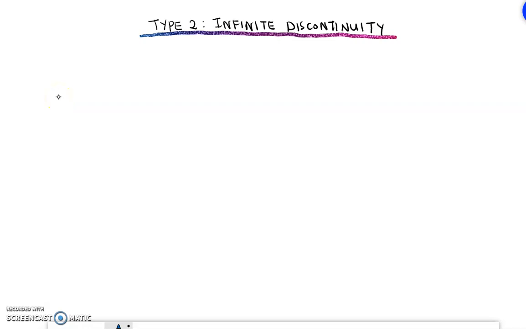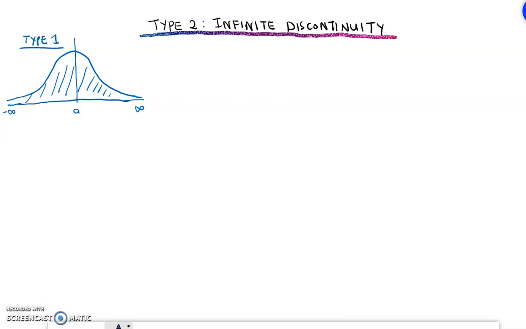In this video, we are going to proceed with the second type of improper integral, which is infinite discontinuity. Let me recall what you have learned in type 1. Type 1 of improper integral concerns the area of the region that extends infinitely in the horizontal direction, meaning that the infinity happens on the x-axis, so from negative infinity to a certain value, let's say a, or from a to infinity, or it can be the interval from negative infinity to infinity. So that is the type 1 case of improper integral.